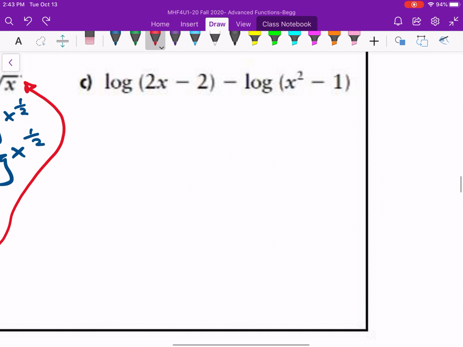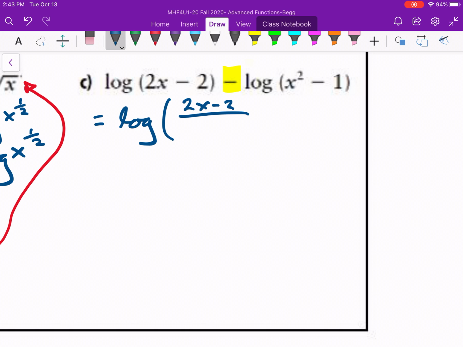Last one, okay, we've got binomials. What do we do with this? Well, we just approach it using our laws of logarithms and hope everything will work out. That's all we can do. So if we see something we're not used to, we got a subtraction here, so we can think, okay, let's try dividing and see what happens. So now I've got 2x minus 2 divided by x squared minus 1.